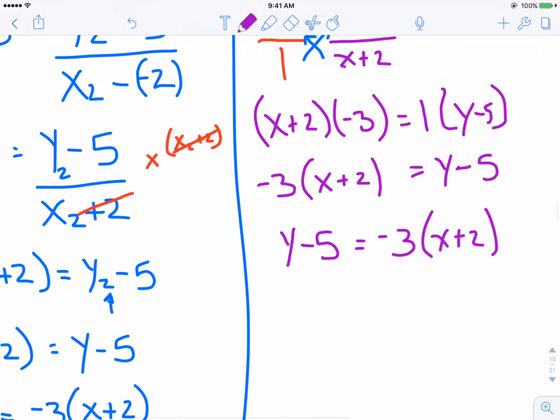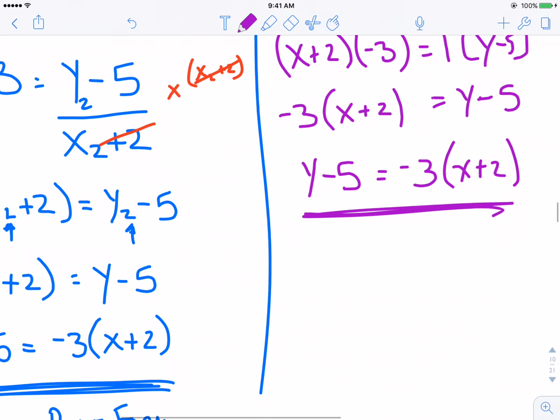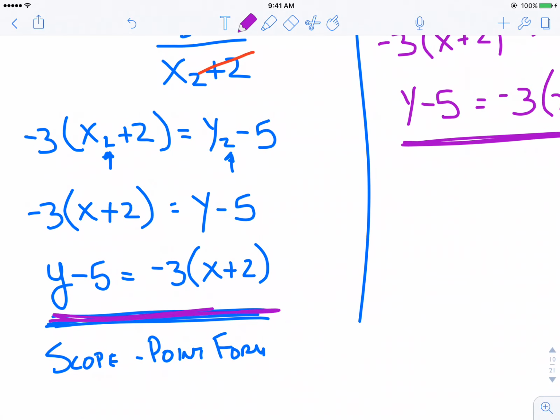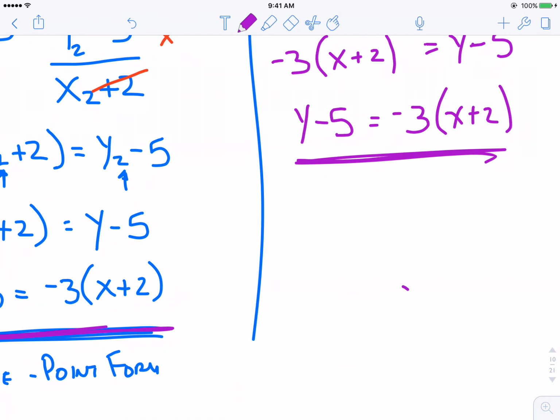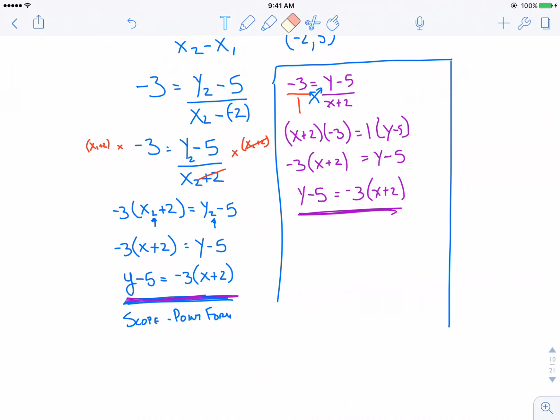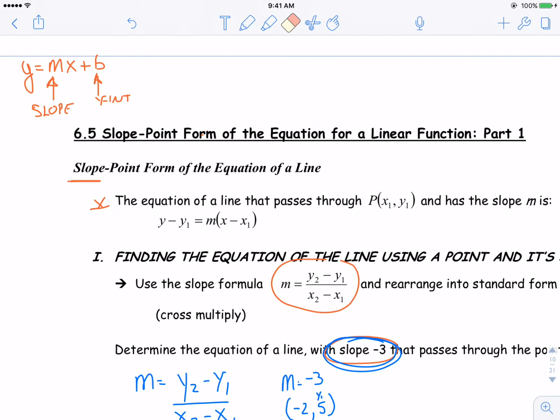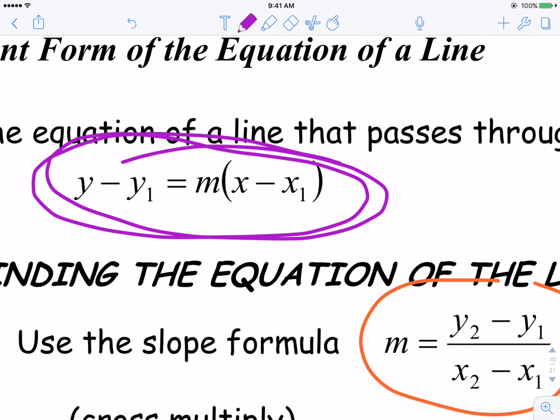And you can see I get to the exact same place. Y minus 5 is equal to negative 3 times x plus 2. Slope point form. Now remember, if we look at the formula back here, slope point form, this is the slope. These are the coordinates of a point given to you. Remember also that this is minus. So the standard form of the equation is minus.